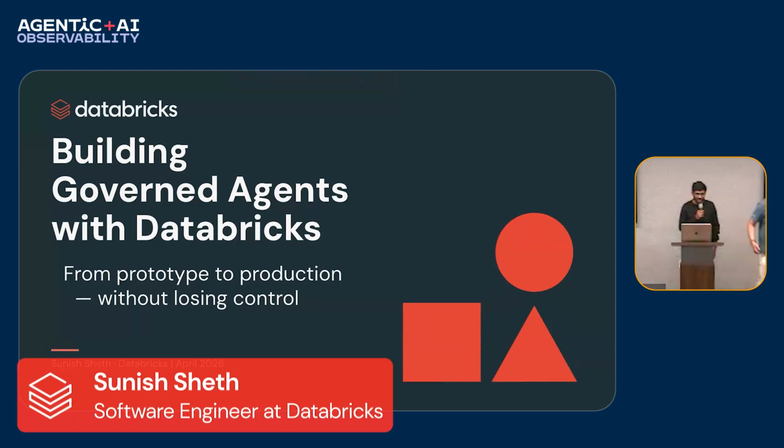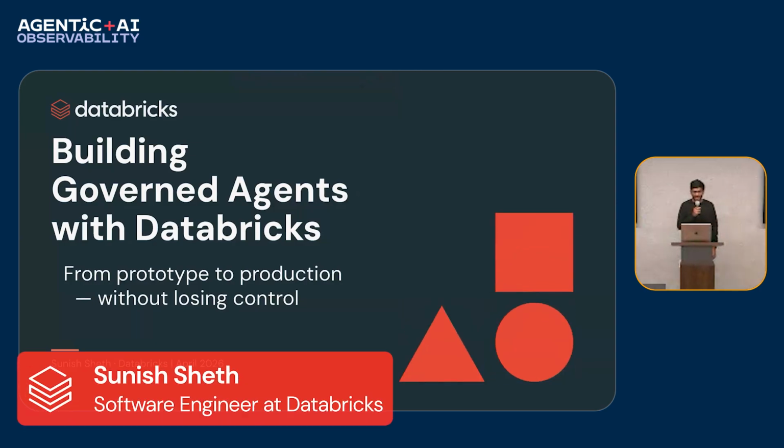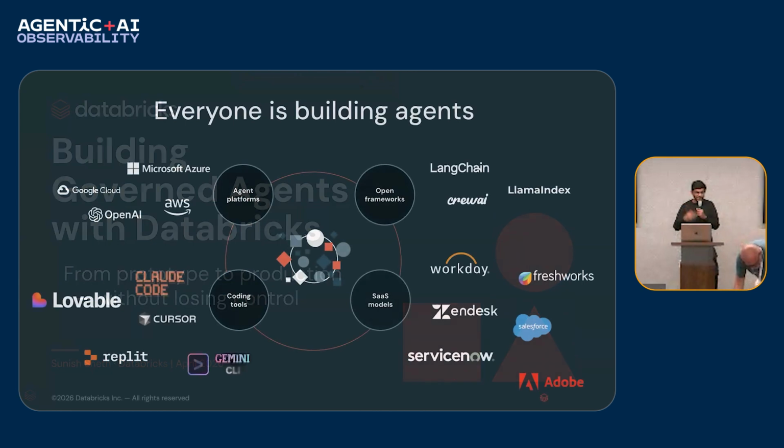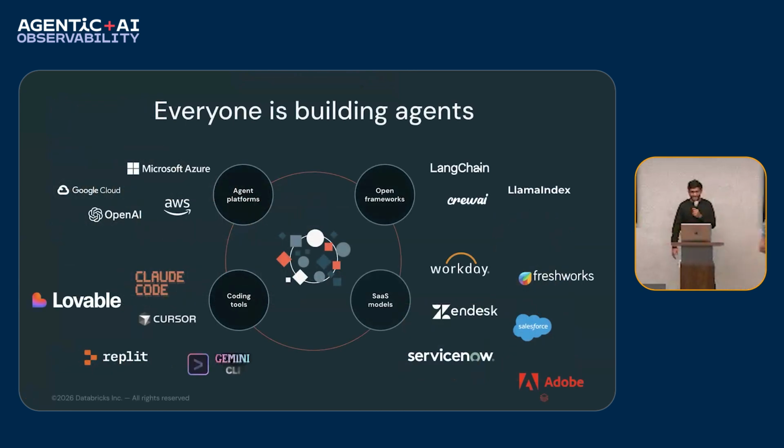So I'm here to talk about how we are building governed agents at Databricks, from prototype stage to production. As we all know, everyone's building agents. There are open frameworks coming out every week. There are agent platforms as well. There are SaaS models coming out every other day. Two big ones just came out yesterday, and they're coding tools that everyone started using in their day-to-day life as well.